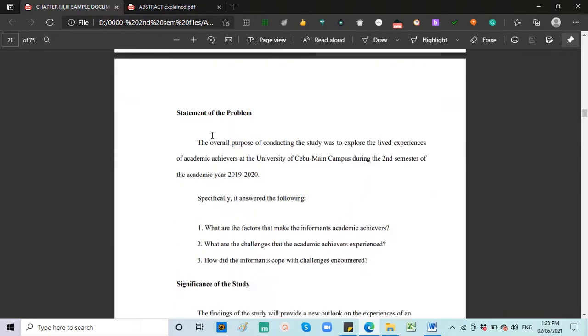After the related studies would be your statement of the problem. Again, very important: your SOP should be stated clearly. Okay, the purpose of the study was to explore the lived experiences of academic achievers at UC during the second semester of the academic year. Specifically, it answered the following questions. Again, 1. What are the factors that make these informants academic achievers? 2. What are the challenges that the academic achievers experienced? 3. And how did informants cope with the challenges encountered? So the SOP covers factors, challenges, and coping strategies.